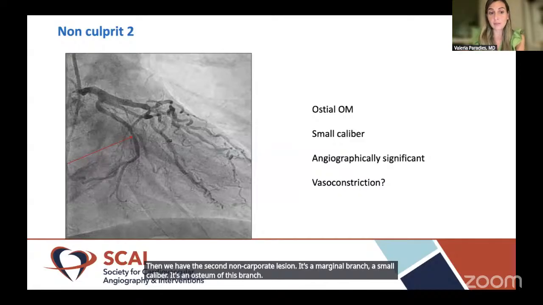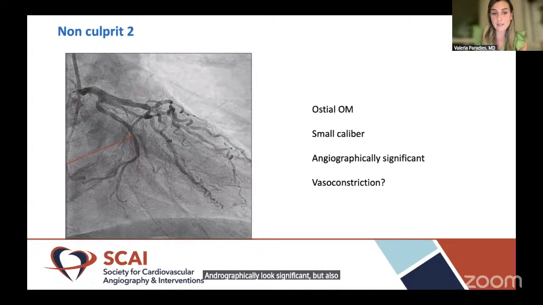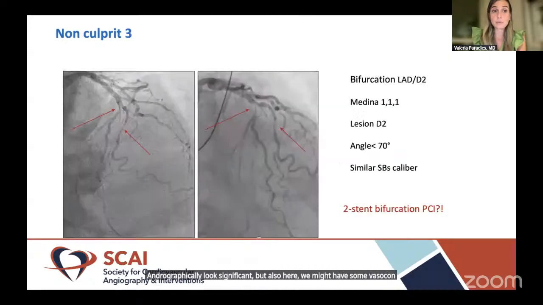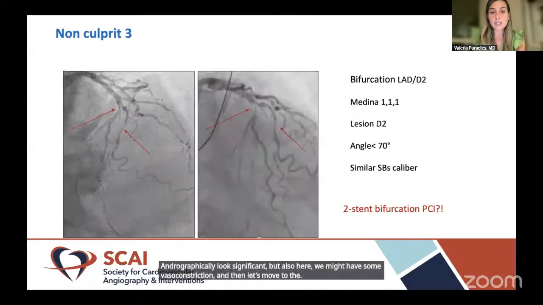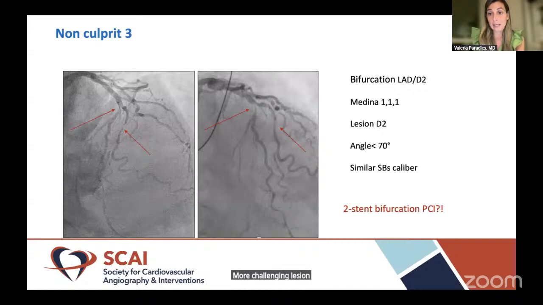Angiographically looks significant, but here we might also have some vasoconstriction. And then let's move to the more challenging lesion. It's a bifurcation LAD-D2 with a Medina 1,1,1.